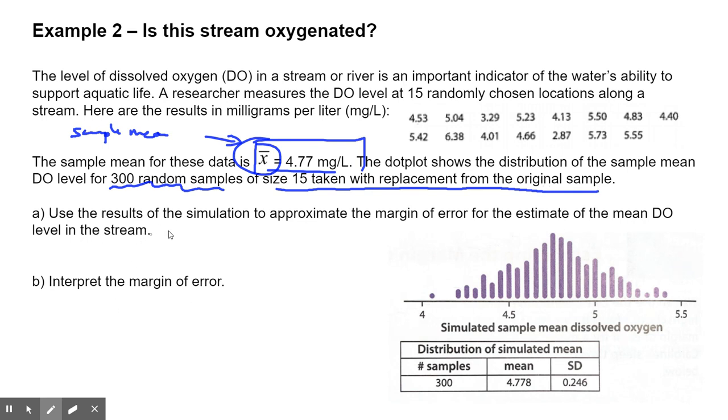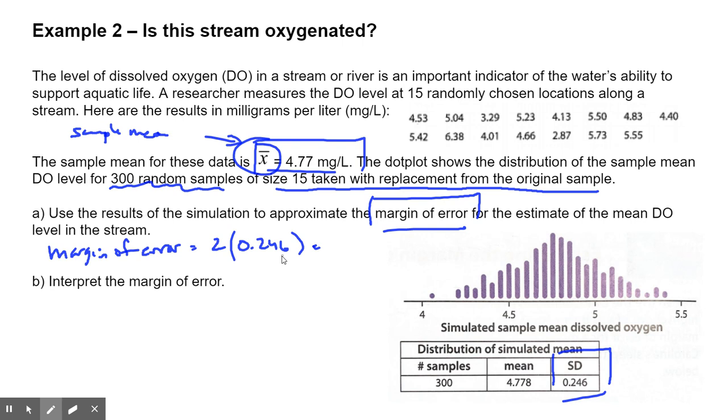So it says, A, use the results of the simulation to approximate the margin of error for the estimate of the mean DO level in the stream. Margin of error. So to find the margin of error, we're simply going to take 2 times this standard deviation of 0.246. And when you do that, you get 0.492. Now, because we're doing a mean problem, means share the same units as your data. So if your data is in milligrams per liter, your margin of error is also in milligrams per liter, 0.492 milligrams per liter.